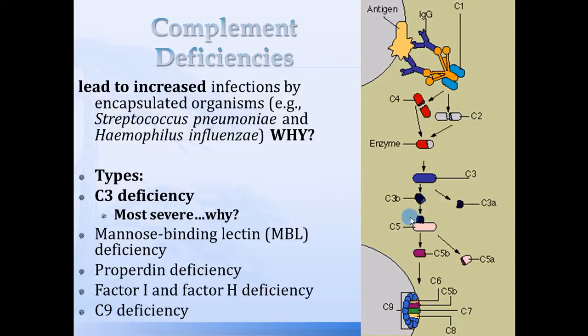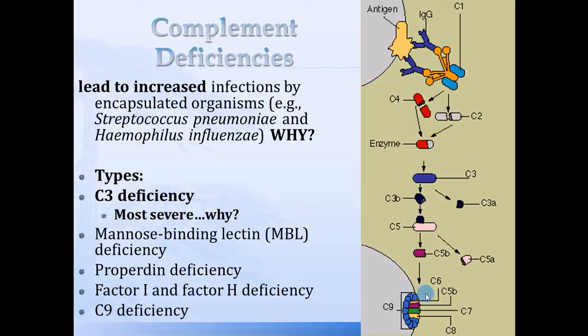So another thing that these complement do is they make that membrane attack complex. But the key is, remember, how many pathways are there of complement? There are 3. So there are 3 complement pathways. They all merge at C3. And that's why C3 deficiency is the most severe, is because if you lose C3, you lose all 3 complement pathways.